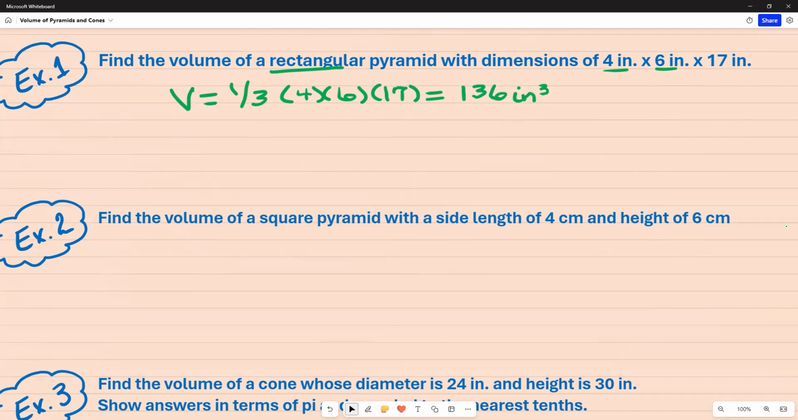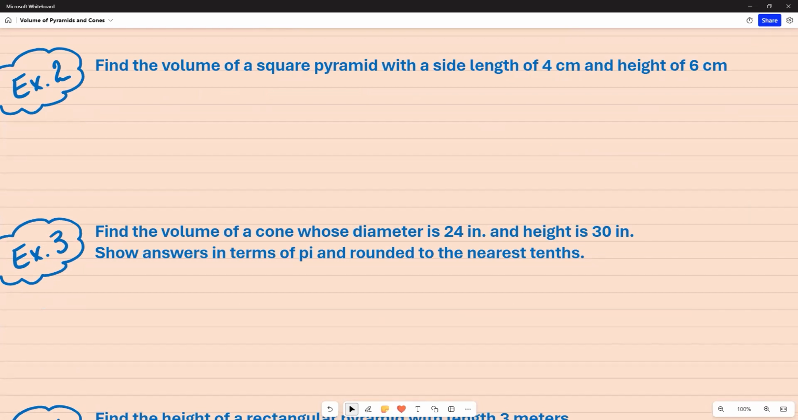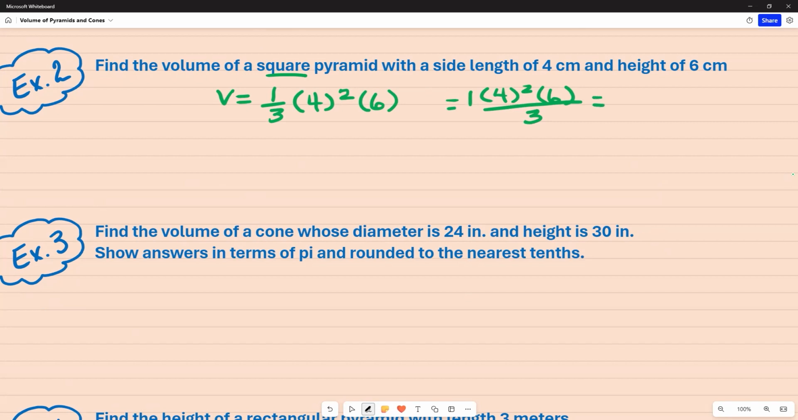Now for example 2, we are asked to find the volume of a square pyramid with side lengths of 4 and height of 6. Again, remember, we're talking about a square, so this side length of 4 we're going to square, because a square has equal sides. So volume, and we still have to do 1 over 3. Then we take that 4, square it, and multiply it times the height of 6. In your calculator, if you are using a fraction bar, you want to have 4 squared on the top times 6, and all of this is divided by 3. It's understood that there's a 1 there, so 1 over 3. Once you simplify that, you're going to end up with 32 cubic centimeters.